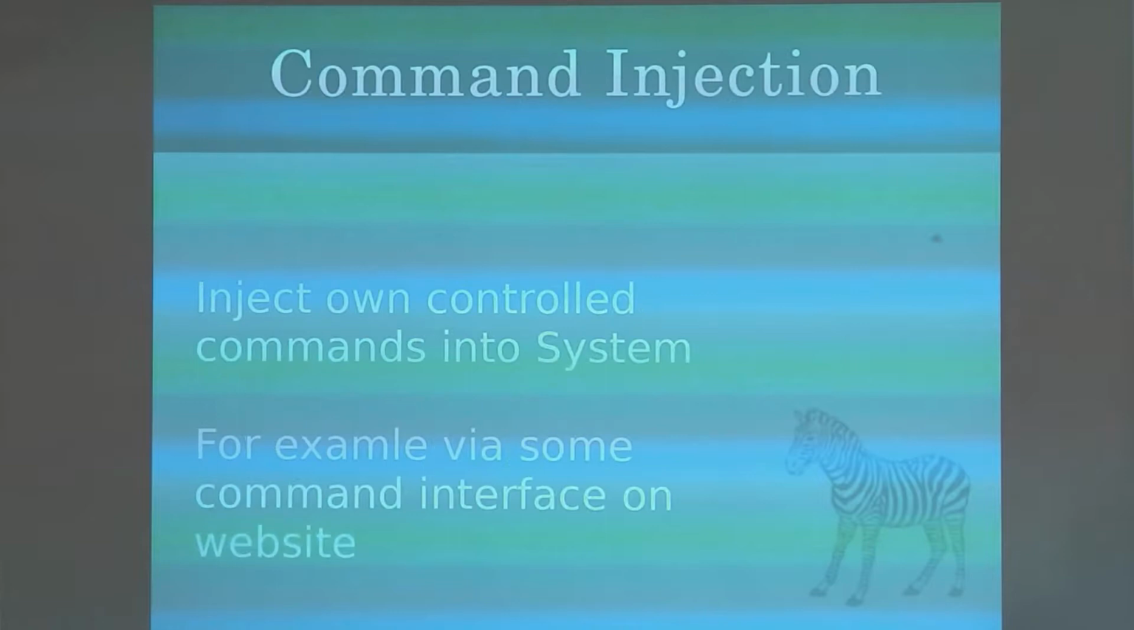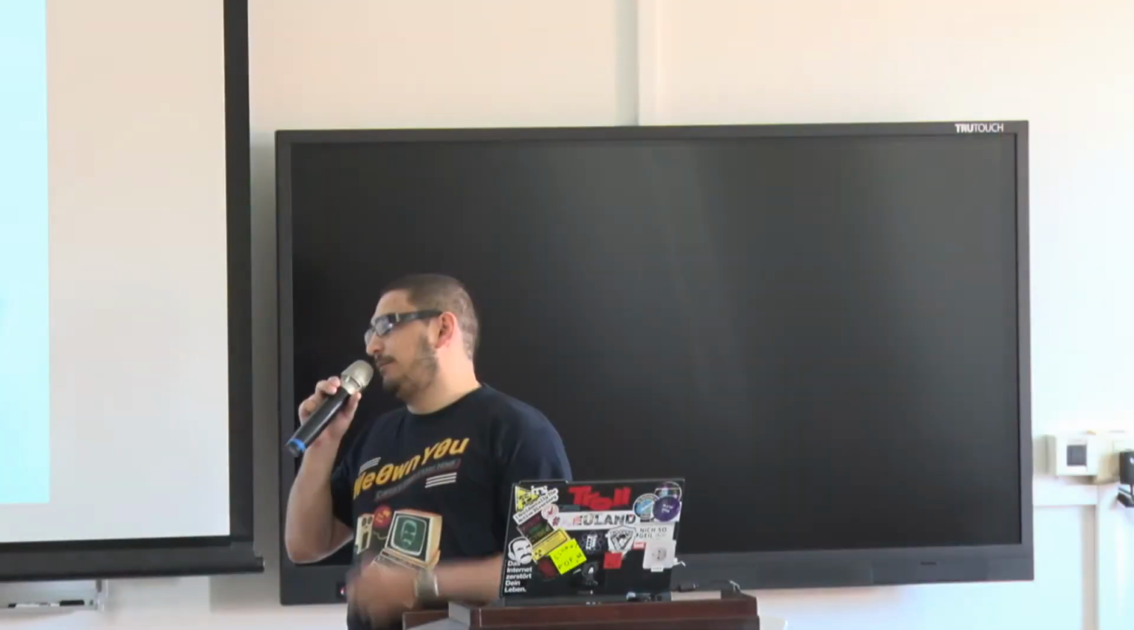The next common thing is command injection. So you inject your own controlled commands into systems, for example via some web interface. The classic one is on your Wi-Fi router, you have a ping interface where you can ping some address, and you can also inject some shell command, and it will be executed if the input is not sanitized. And then you can just execute your arbitrary shell commands while pinging some address.